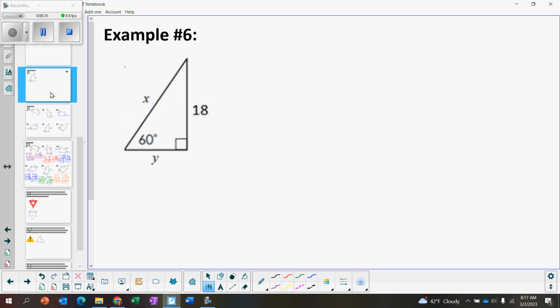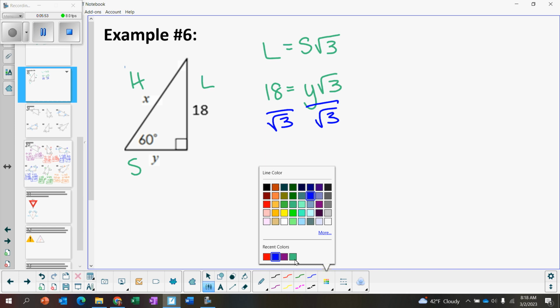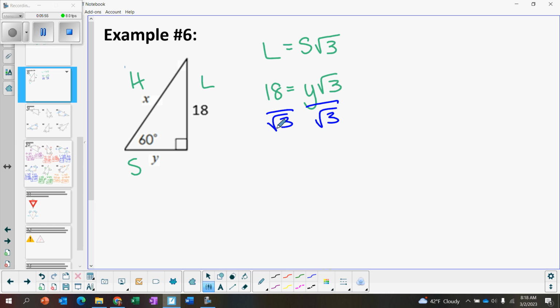All right, last example from this set. So we have person right angle side hypotenuse, is long, that's short, so I have L. So we're going to plug in L is 18, Y was S. I'm going to divide both sides by the square root of 3. So remember our shortcut, 18 over 3, bring up the root 3. So there's our y value, which is our short side.